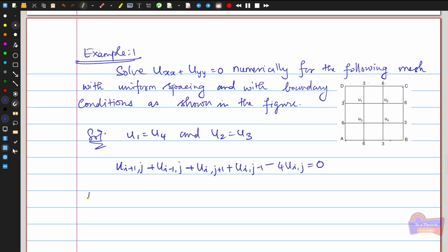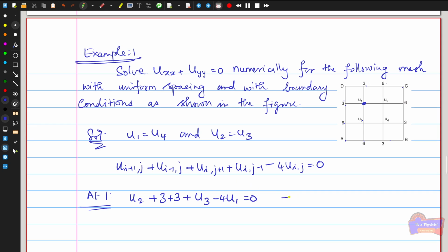So at point 1, that means at u1, if you want to find out this value, you need the 4 different values, right? This one, this one, this one, and this one. I already have these values, so I can write this equation using these values. I can write this equation as u2 plus 3 plus 3 plus u3 minus 4 times u1, which is equal to 0.